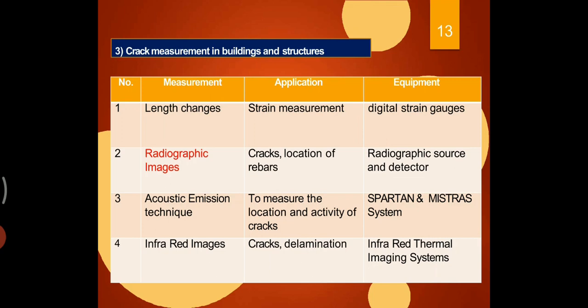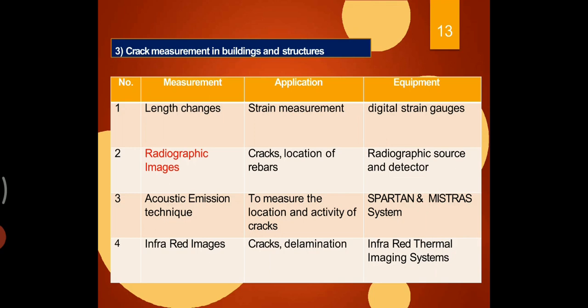Then if we want to find the crack measurement in buildings and structures, we can use some other NDT equipment. For length changes, strain measurement, we use digital strain gauges. For radiography images, cracks, location of rebars, we use a radiographic source and detector. Then the acoustic emission technique can be used to measure the location and activity of cracks with the Spartan and Mistras system.